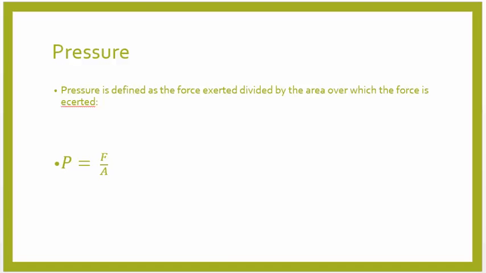Pressure. Pressure is defined as the force exerted divided by the area over which the force is exerted. So our equation is pressure equals force divided by area. A simple example of this would be 10 pounds being pushed over an area of 10 inches squared. So our pressure here would be 1 pound per square inch. And that's how that would be with pressure.